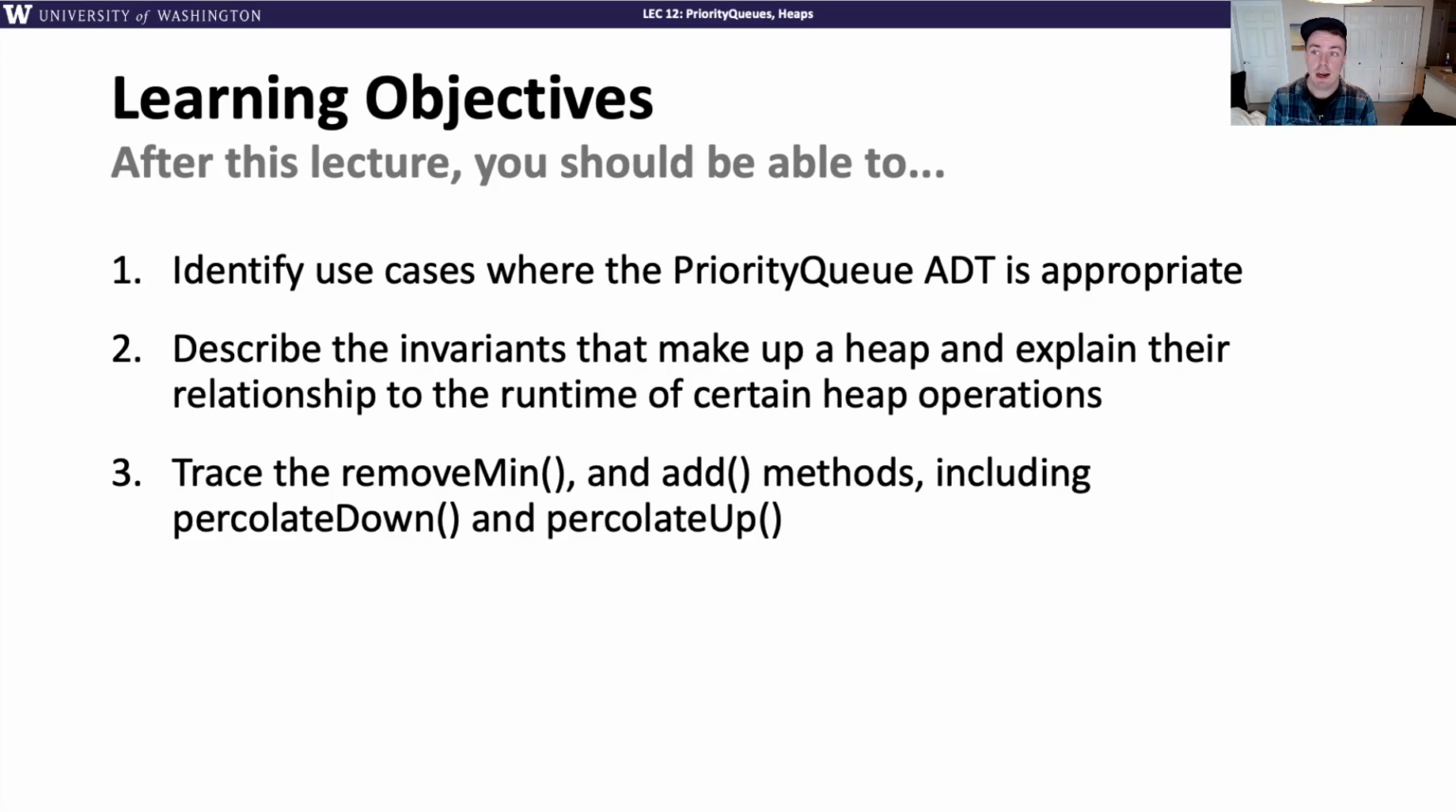So, to get on to the lecture content for today, we have 3 learning objectives for you, things we want you to master after this lecture and after we've practiced this a bit. We want you to be able to identify use cases when we want to use this PriorityQueue ADT. We want you to be able to describe the invariants of this heap data structure and explain the relationship to the runtime of their operations. And we want you to be able to understand how you can use these remove min and other operations that we'll talk about on this heap structure.